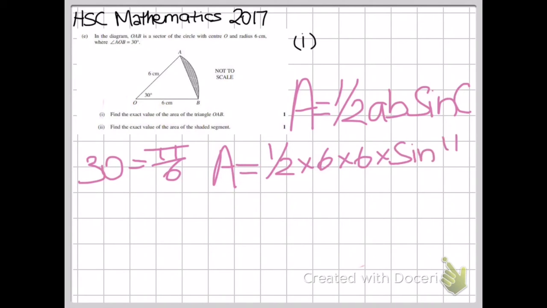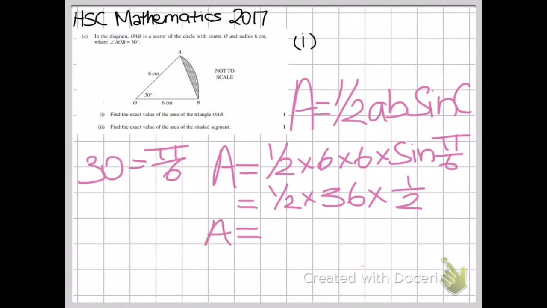So adding the information into our formula, we get area equals half times 6 times 6 times sine pi over 6. We can then simplify the sine pi over 6 to 1 over 2. So our formula now is half times 6 times 6 times 1 over 2. Therefore, the area for the triangle OAB is 9 centimeters squared.